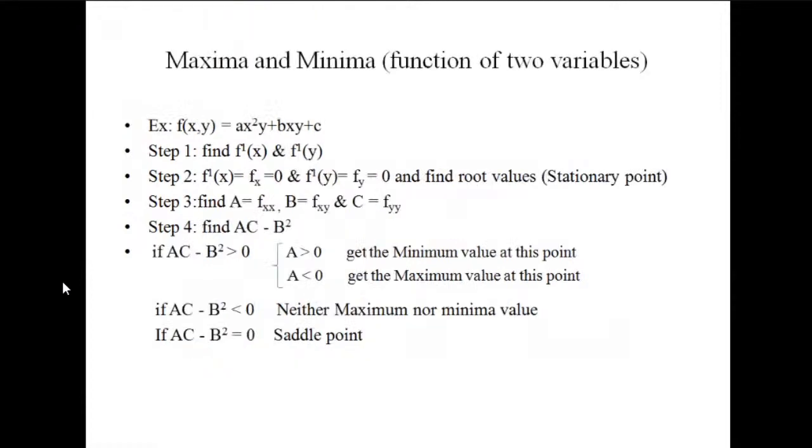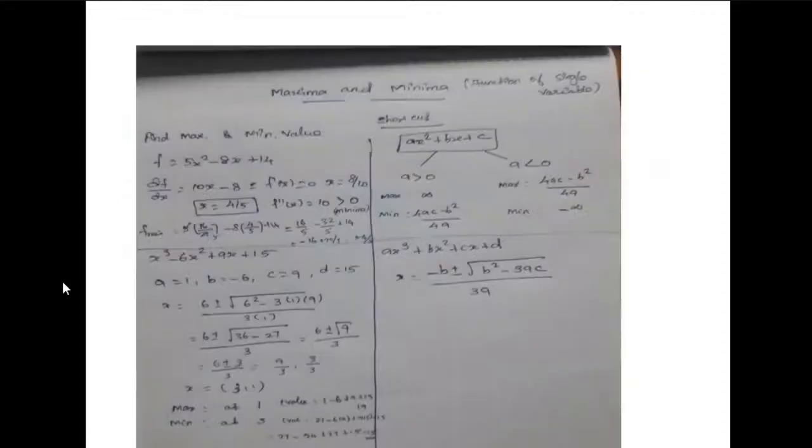Okay, we will see one example. This is the example. We can find the maximum and minimum value for this equation: x cube minus 6x squared plus 9x plus 15. Here we can find the f dash of x, then equate it to 0, and after that find the root values. This is one procedure.